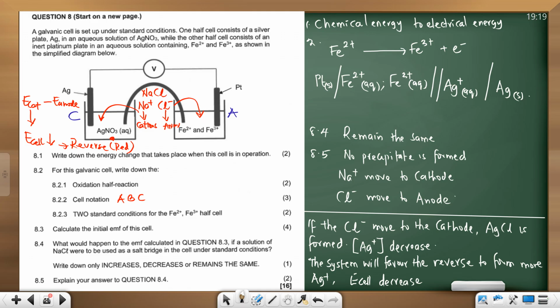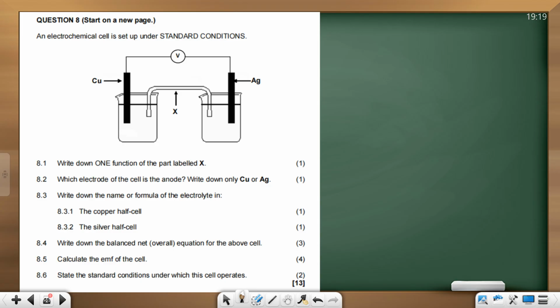Time is almost up. But I want to do, if I don't have it, guys, all of this is nonsense. This is a class example. Please, here you must get your 13. Function of the cell, which is anode or cathode. Use the table. Copper half cell, silver half cell, net ionic equation, you balance, EMF, state the standard. This is what you teach grade 8 quickly and ask them.